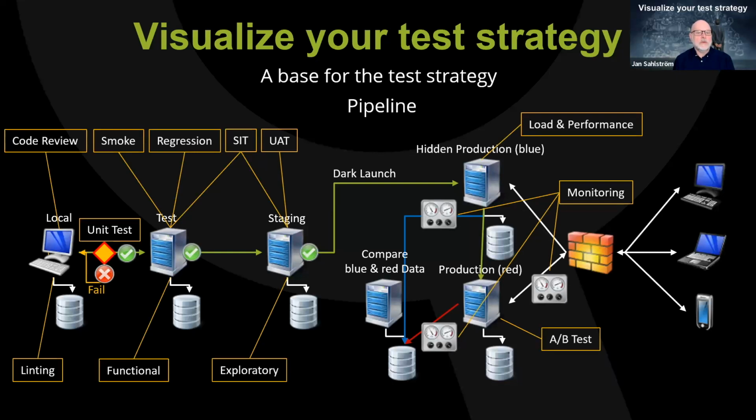We then plotted out different tests that we wanted to do in the different environments. As earlier, code reviews, linting, and unit tests in the local environment; smoke tests, regression tests, system integration tests, and functional testing in the test environment. And then in the staging environment, where the code should be near production, so to say, we did some more system integration tests, user acceptance tests, the UAT, and additional exploratory testing. Meaning that most of the testing was actually done by automation.